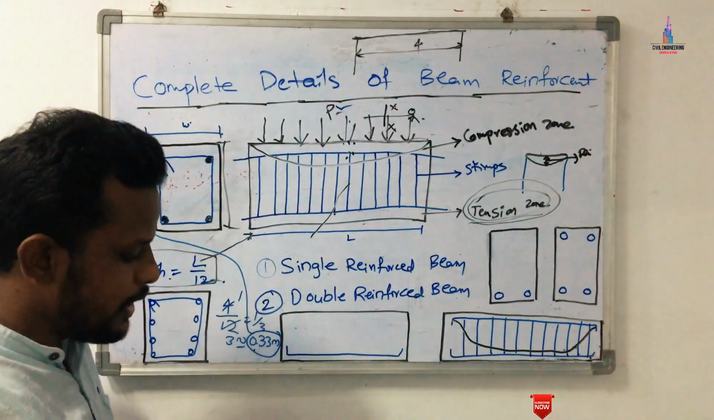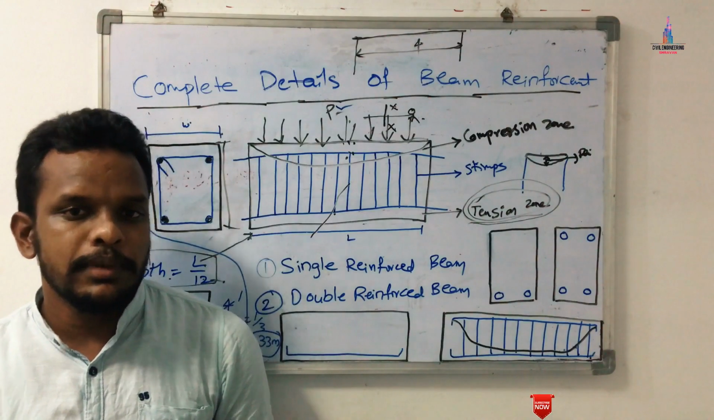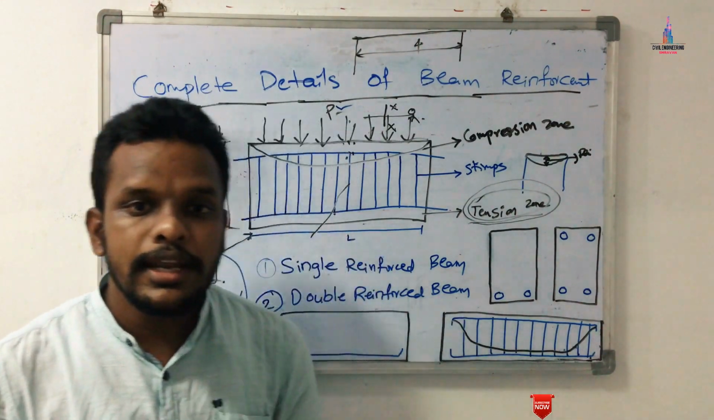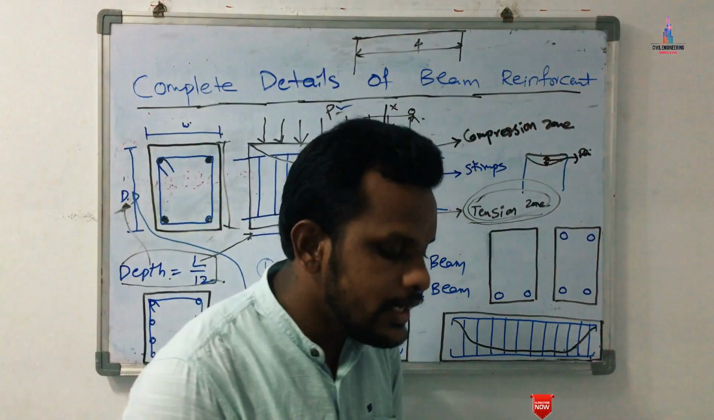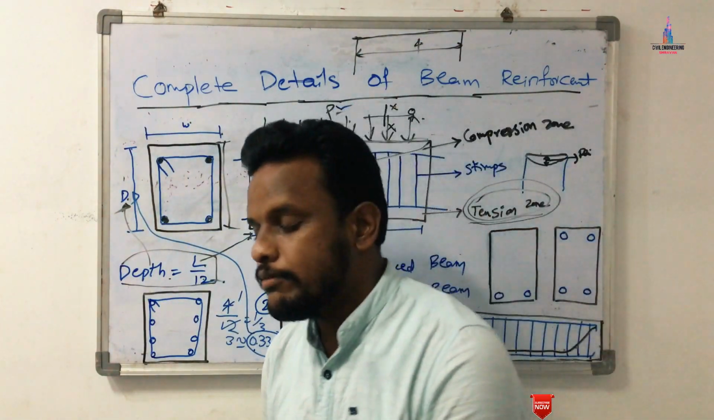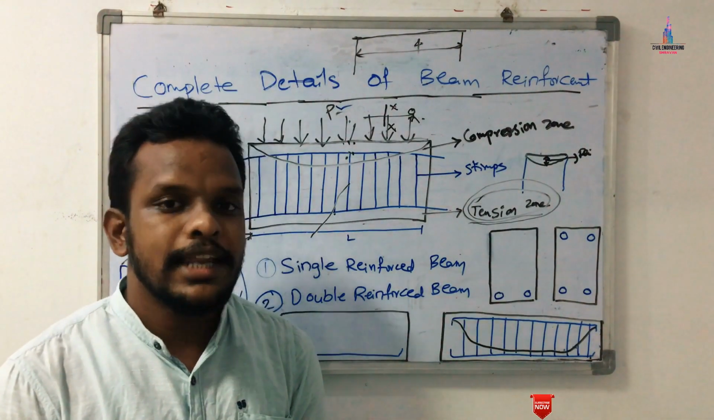Now I will explain complete details about the single reinforcement beam as well as the double reinforcement beam. Basically, the single reinforcement beam is where the reinforcement bars are provided only under the tension zone. The double reinforcement beam is where the reinforcement bars are provided under the compressive zone as well as the tension zone.